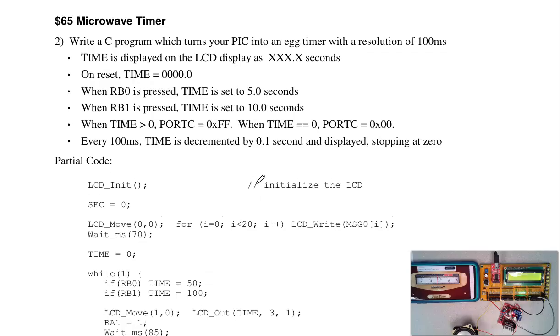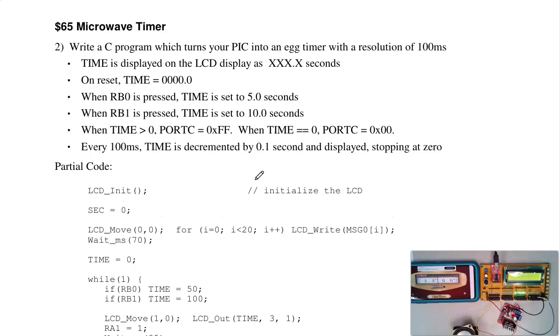Problem 2 is turn your PIC into an egg timer. I want to hit a button. It sets the time to 5 seconds. It then counts to 0 and stops at 0. Hit RB1. It counts to 10 seconds and then stops.